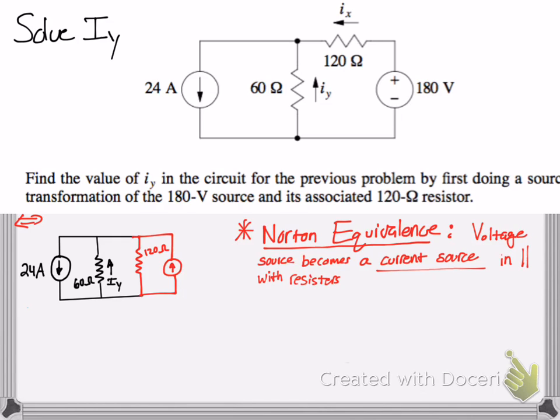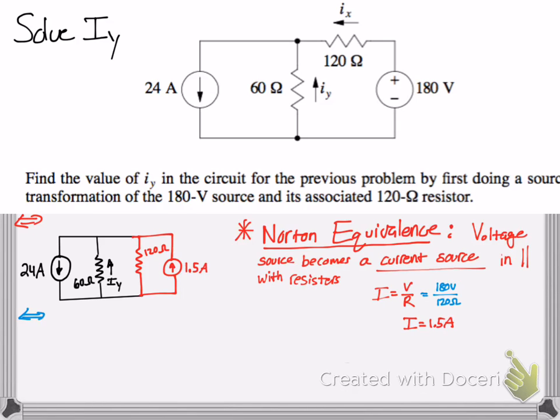So now that we have that, we can find what the current source is in terms of amps by using Ohm's law. Since I is equal to V over R, we know the original battery had a voltage of 180 divided by the resistance, which is 120, and that means we have 1.5 amps flowing through. Now I want to emphasize the equivalence part of Norton equivalence. So a 180 volt battery is equivalent to a 1.5 amp current source in parallel with a 120 ohm resistor.